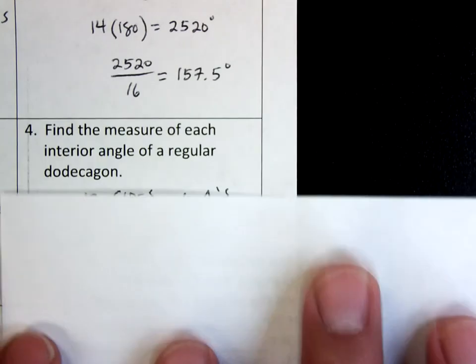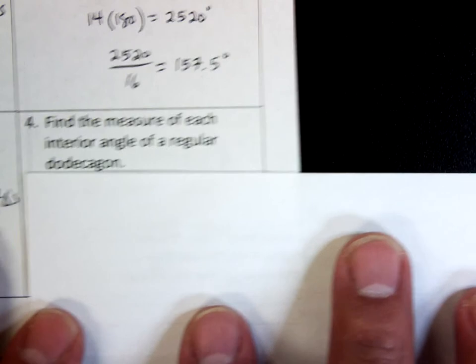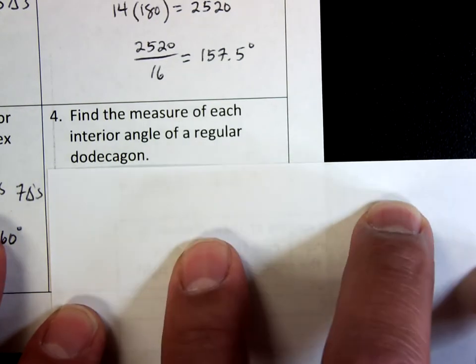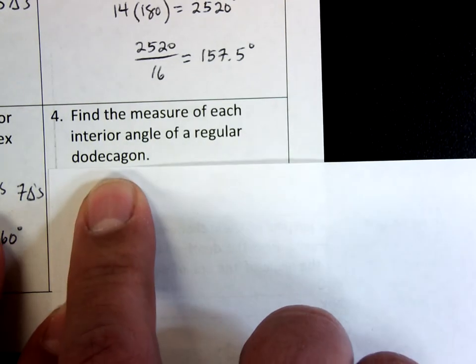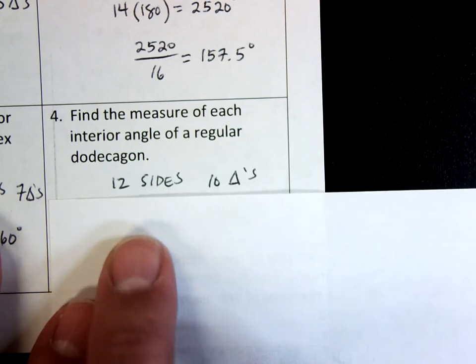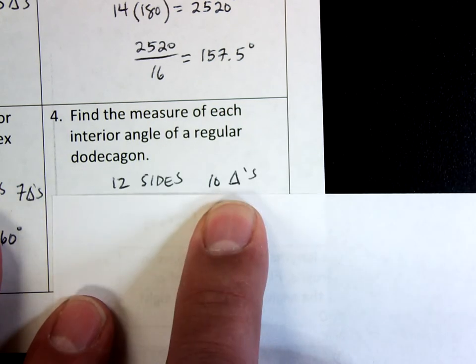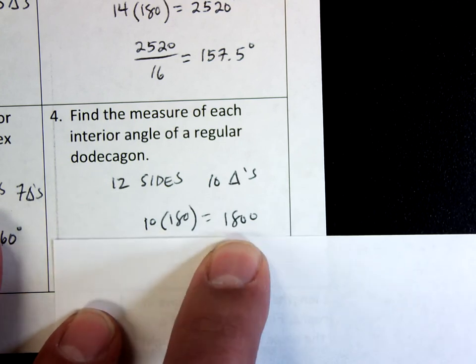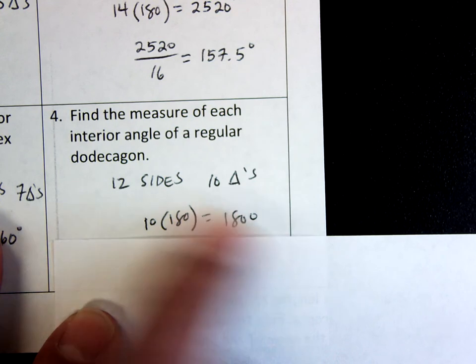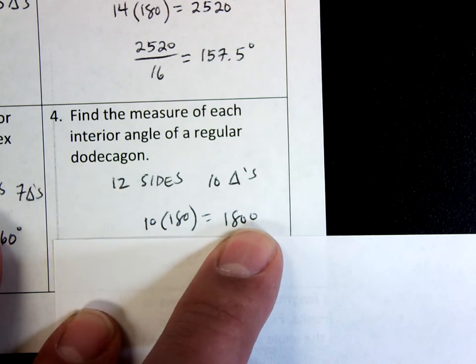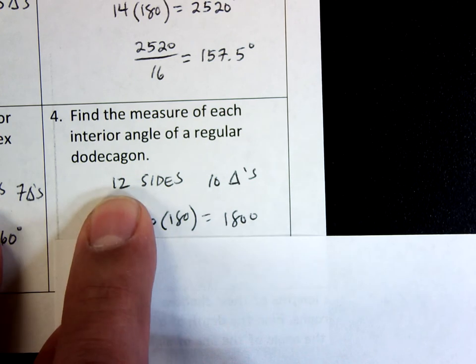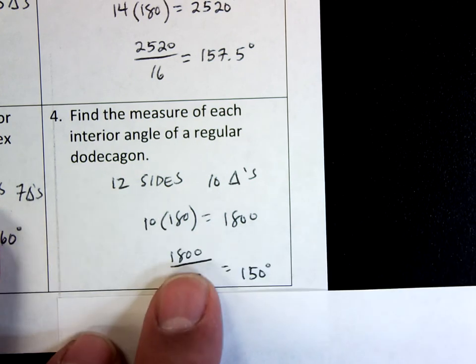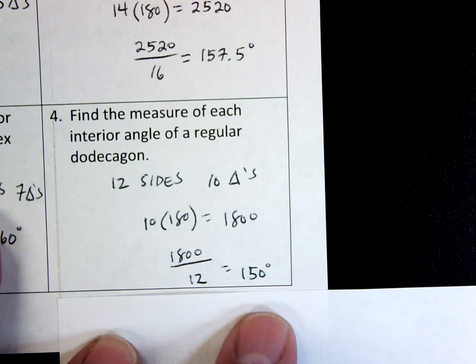Last one. Find the measure of each interior angle of a regular dodecagon. A dodecagon has 12 sides. So if it has 12 sides, it has 10 triangles. So 10 times 180 gives me 1,800. So if I add up all the angles in this dodecagon, it's 1,800 degrees. But they want to know what each one is. Well, if there are 12 sides, then there are 12 angles. So 1,800 divided by 12 is 150 degrees. So each one of the angles is 150 degrees.